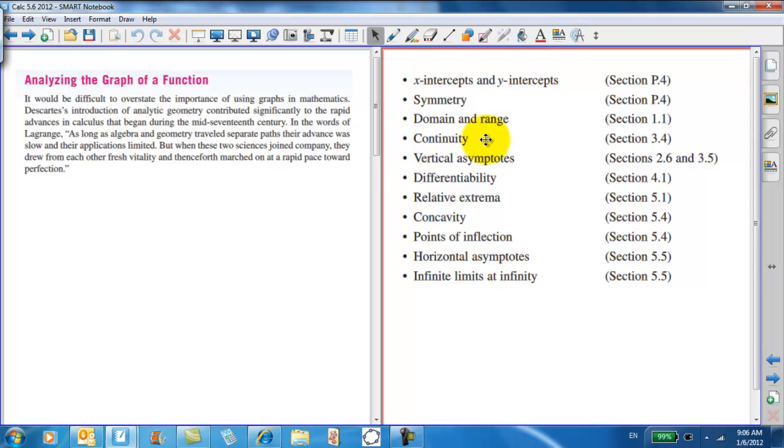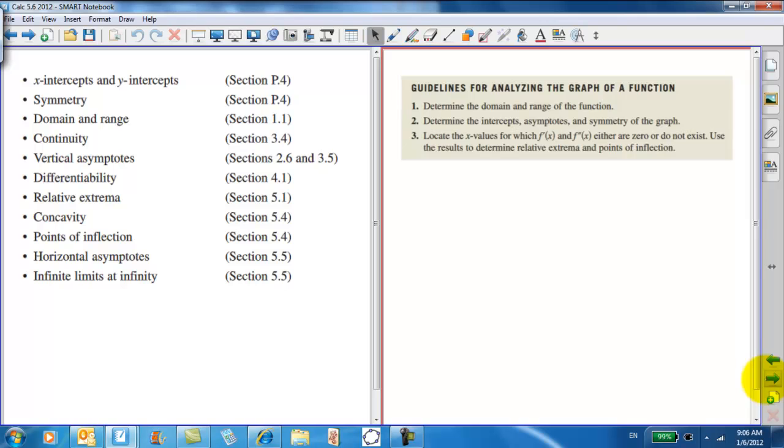Continuity. Remember, all polynomial functions are continuous. Vertical asymptotes. That's where the denominator equals 0. Differentiability. Relative extrema. And remember how we find those? By looking at the endpoints of the interval and also at all the critical numbers. Concavity we just talked about, and we use that in determining if we have points of inflection or not. Horizontal asymptotes, infinite limits, and limits at infinity. And here are the sections. You can find them in the book if you need to review any of those.